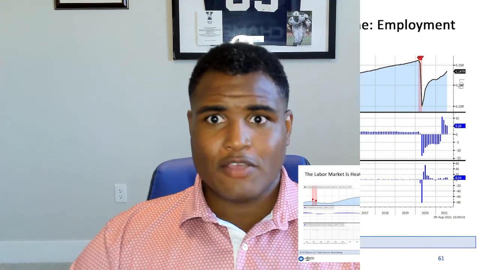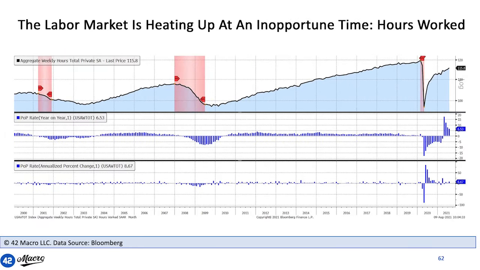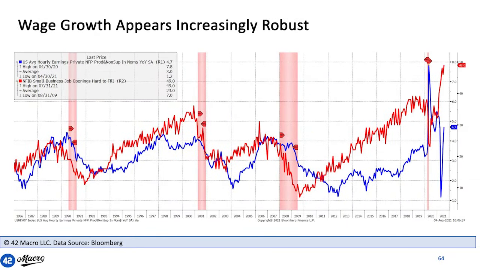On slide 61, as it relates to that whole dynamic, the labor market is kind of heating up at an opportune time. This is a chart showing total non-farm payrolls, which are up 8% on a month-on-month annualized basis. Slide 62, hours worked are up almost 9% on a month-on-month annualized basis. Slide 63, wages are up 5.3% on a month-on-month annualized basis, obviously accelerating on a year-over-year basis as well. On 64, wage growth appears increasingly robust as well.